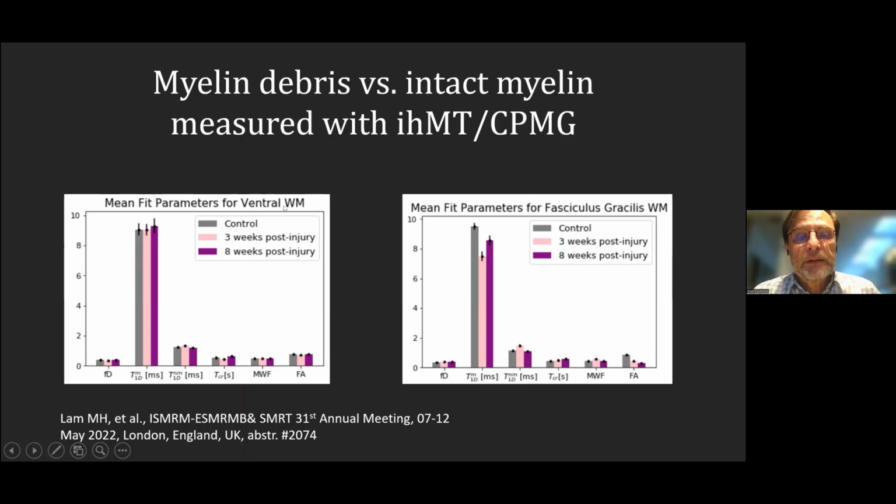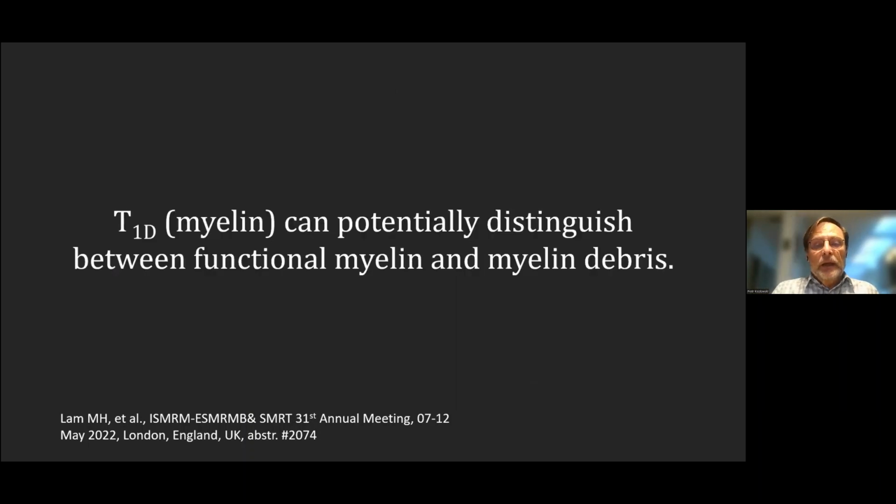So we did the analysis in the ventral white matter, which was not affected by the injury, and the fasciculus gracilis. And we could see that in the ventral white matter, there's essentially no difference between the control, 3 weeks and 8 weeks for any parameters. Whereas for the gracilis, there's one parameter which was significantly different, and that was the T1D of the myelin semi-solid pool. So potentially, this parameter may allow us to distinguish between the functional myelin and myelin debris.